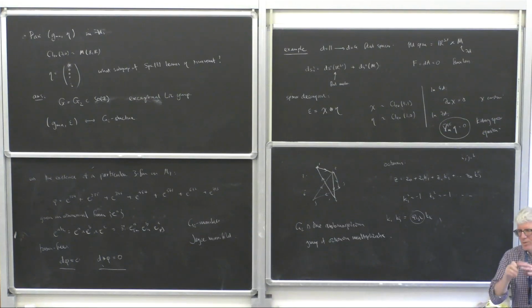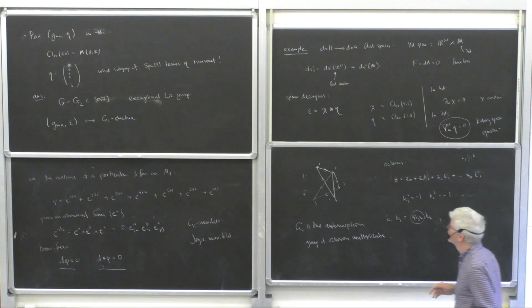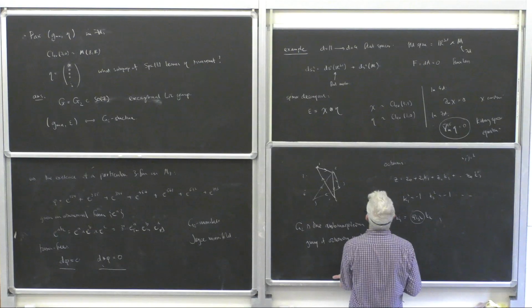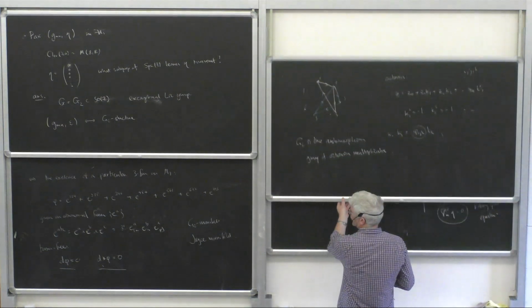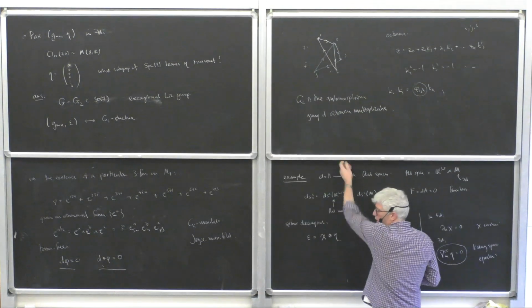And that's what happens with the exceptional groups. For each exceptional group, there's a kind of complicated way of defining them using the octonions. So in some sense, they're groups associated with the octonions. Okay, so that was one example.